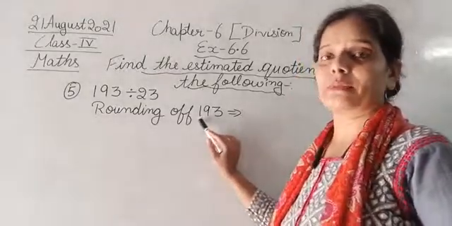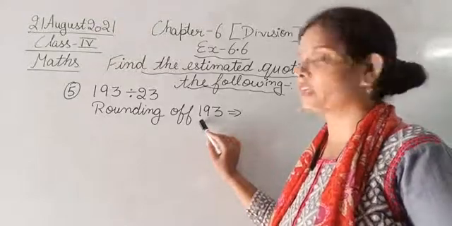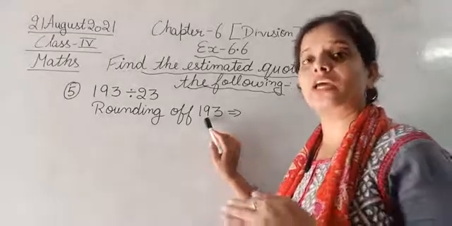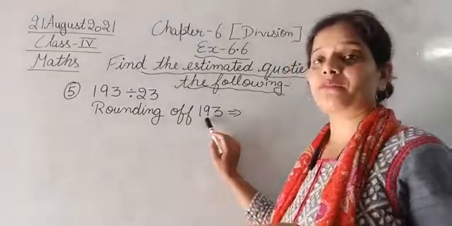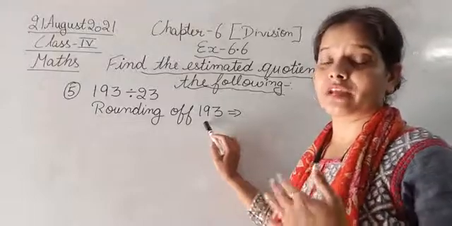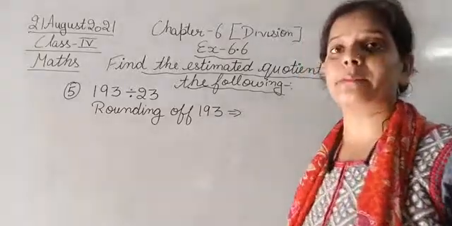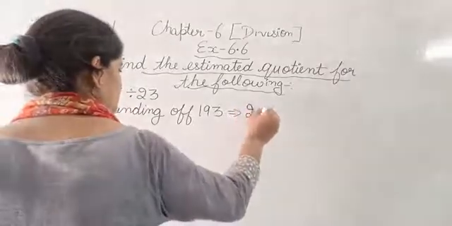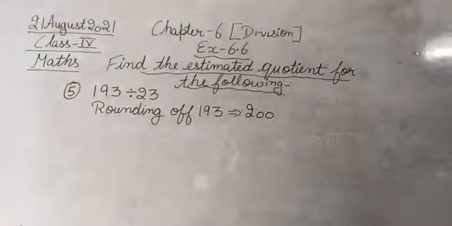When we round off any number, we observe the digit at the place value just smaller than it. As we can see, we have 9 here, at the tens place. 9 is greater than 5, so we will round off the number 193 to the next 100. So 193 will become 200.